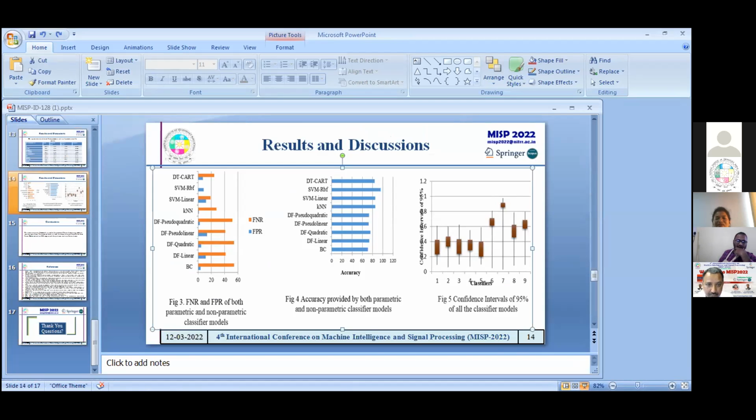Okay, I was talking about the methodology. So we are dividing the data set into the liver disease data set. So already we have the.